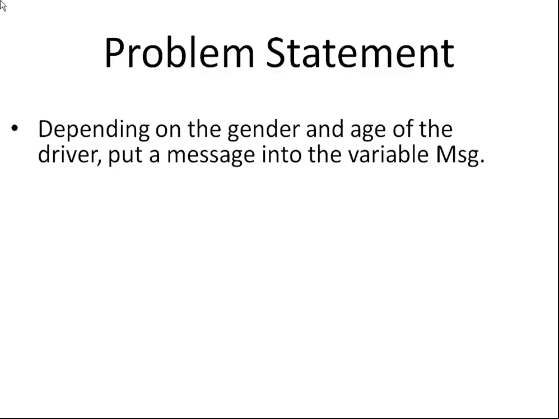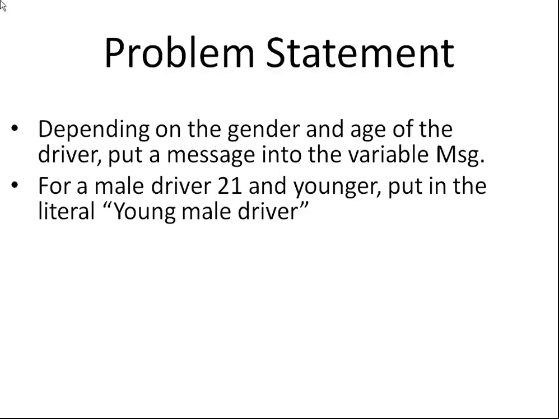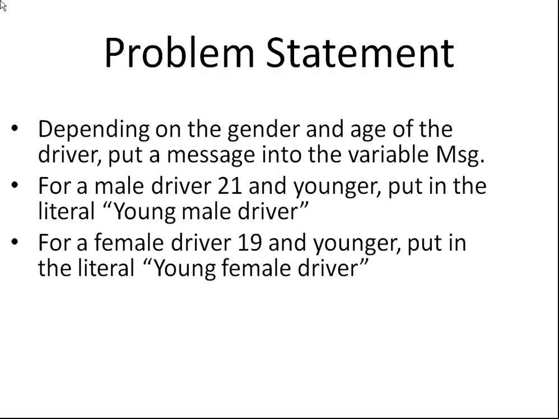Let's start with the problem statement. It's an insurance for drivers process. So depending on the gender and the age of the driver, we're going to put a message into a variable with the name of MSG, short for message. If we have a male driver who's 21 or under, then we're going to put in the literal young male driver into MSG. For a female driver, 19 and younger, we will put in the literal young female driver.